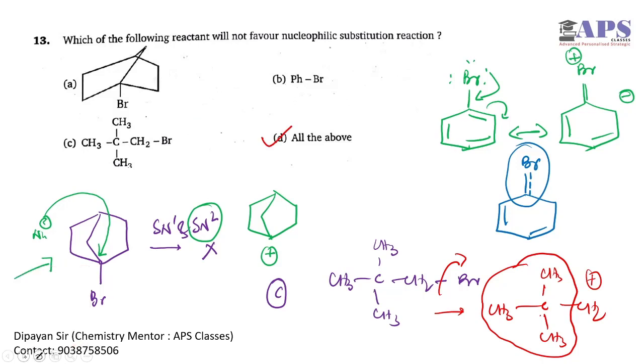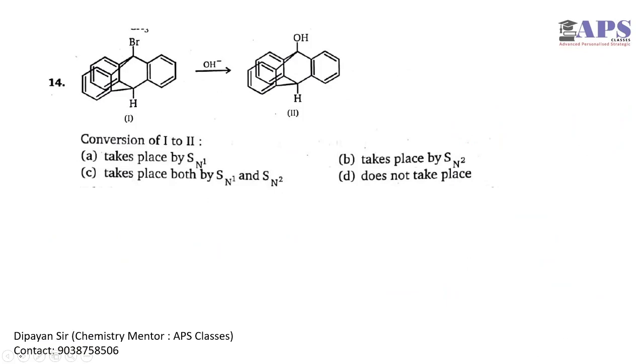one. Okay. The next question is, we have OH minus as nucleophile. Same reason, backside attack is not possible due to the cage-like structure, and SN1 reaction is not possible because of the bridgehead position. Okay, so SN1 and SN2 both are not possible. That's why this reaction should be marked as does not take place.